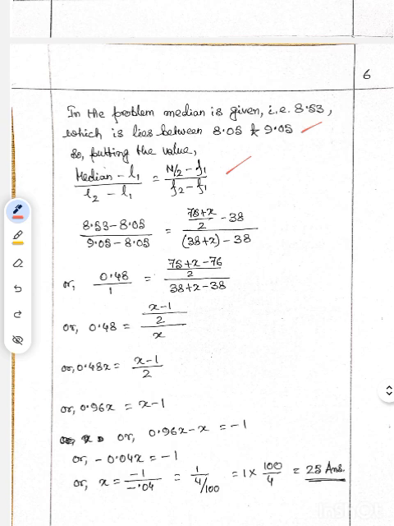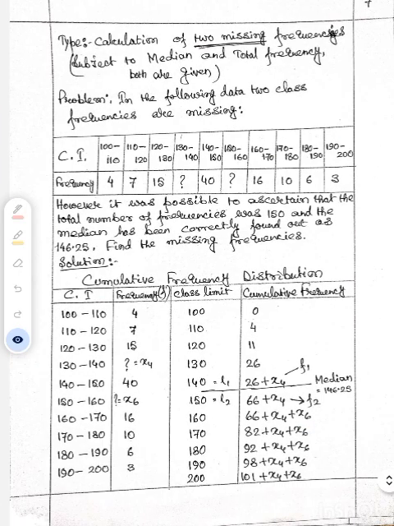So therefore 8.53 minus 8.05 divided by 9.05 minus 8.05 equal to 75 plus x minus 38 divided by 38 plus x minus 38. Okay, and here also by solving that problem we find that x equal to, or the missing frequency is 25. This is our last problem.